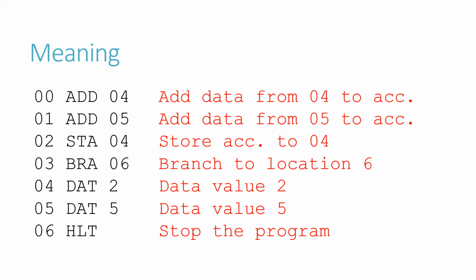Then a command telling the computer to branch to location 6, so the program will jump over the next two memory locations, because those two memory locations represent data values rather than instructions. And then at location 6 is the instruction to stop the program.